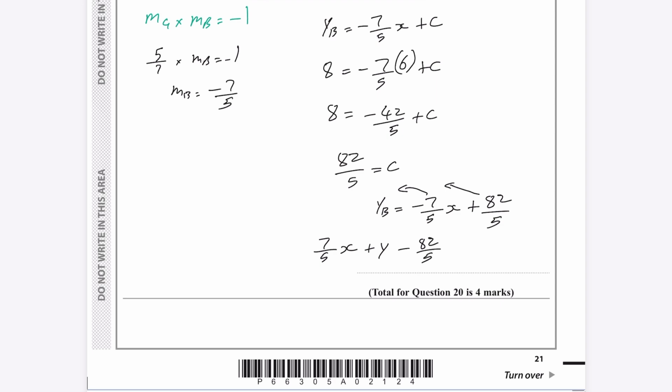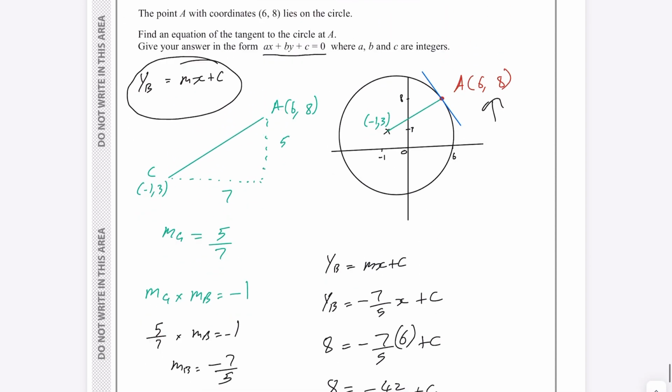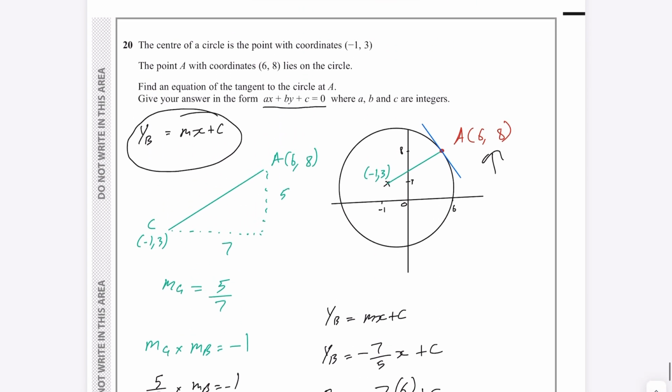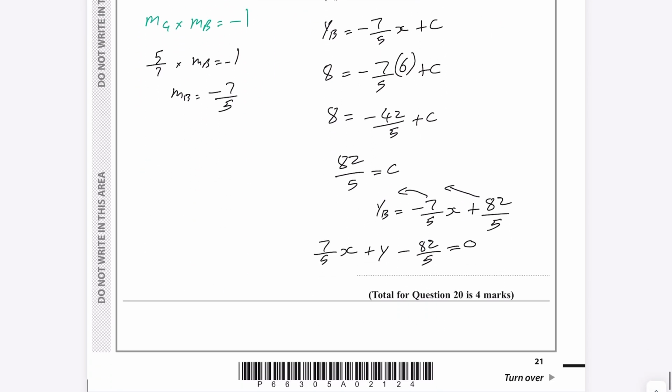I call it c, but what I really mean is it's the intercept, which we do call c. So that's 0. But notice it doesn't have any denominators in the question. So we can times each side by 5, so that becomes 7x plus 5y minus 82 is equal to 0.